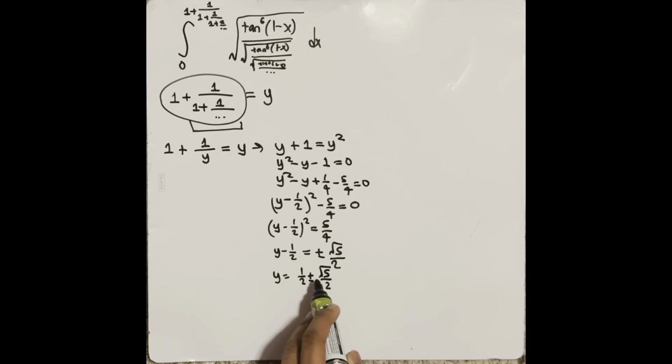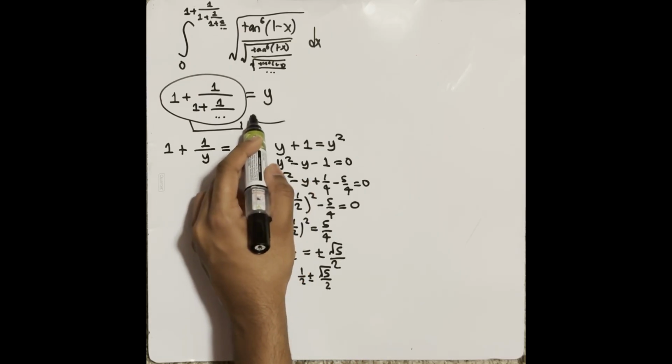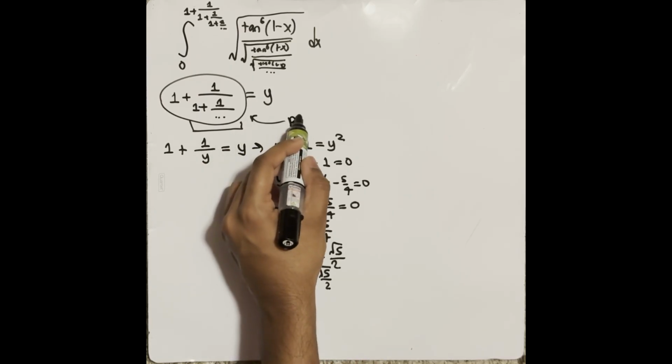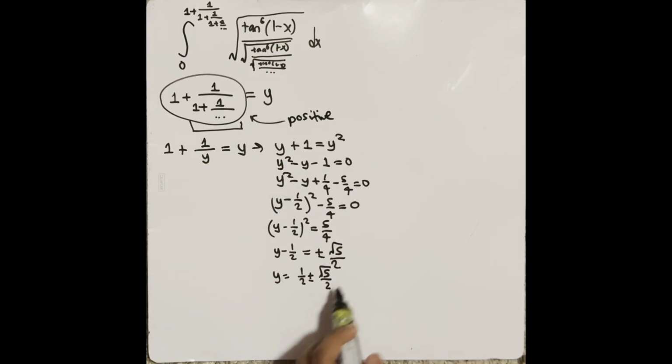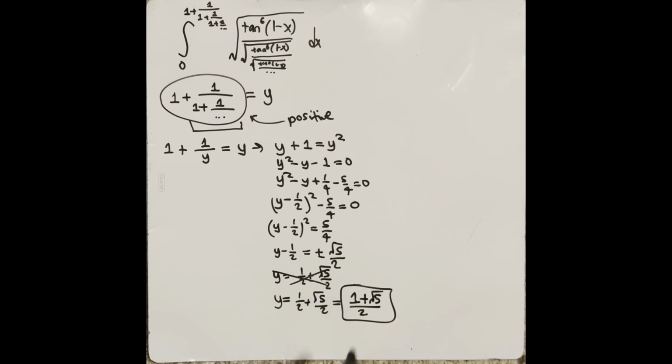But notice that y is defined as 1 plus 1 over 1 plus dot dot dot. The only number involved is 1, so we can only know that it's positive. So we only take the positive solution, 1/2 plus square root 5 over 2. We can merge the denominators because they have the same denominator: 1 plus square root 5 over 2. So the upper limit of integration is going to be 1 plus square root 5 over 2.